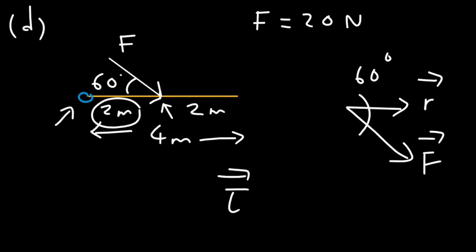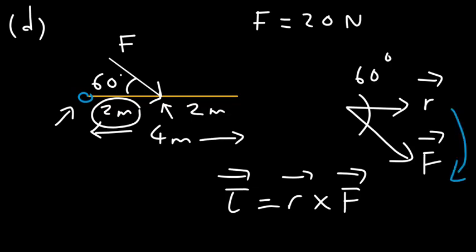Now the direction of the torque, which is given by the cross product, as you can see, when you curl your right hand fingers from R to F, your thumb is now pointing into the board.